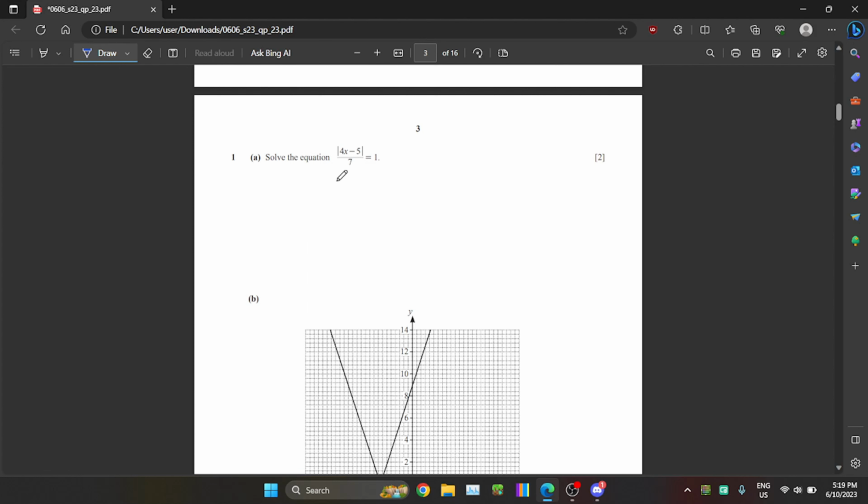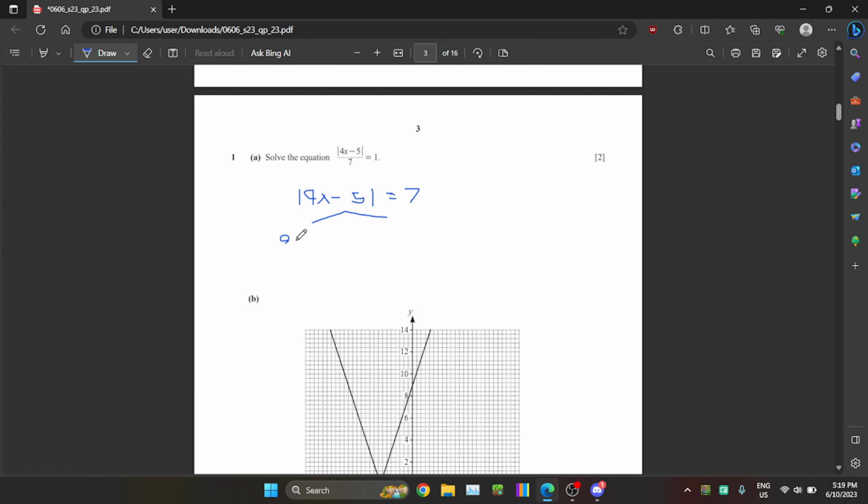the modulus. So you bring the 7 across, right? Divided by 7 is 1, that means you bring 7 over, it's times, right? So the modulus of 4x minus 5 equals 7. Now that you have this, a lot of people would square both sides, but it actually makes it very complicated. So instead, we're gonna split this into 2 separate parts like this.